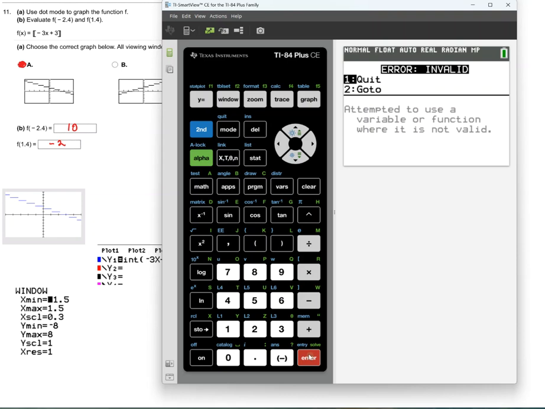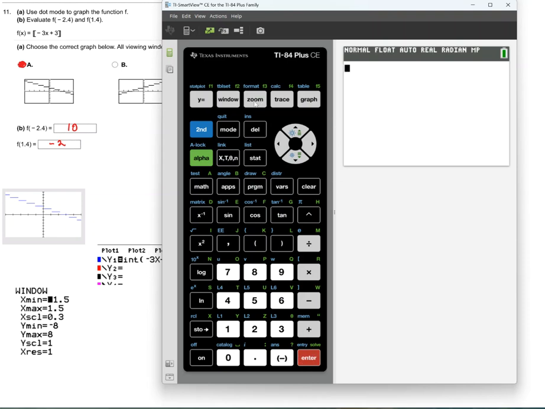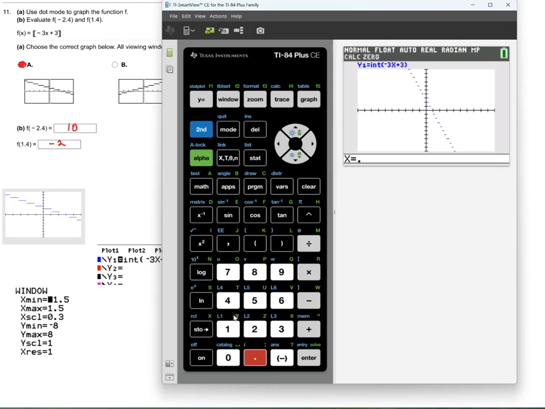And so if we're going to be evaluating, what we want to do is get back out of that and do a zoom 6. That's a bigger window, and now we should be able to do that. Let's do second calc, -2.4. Oops, clear that. -2.4, and enter. And we get 10. We can do it again for 1.4. Second calc value 1.4. And there you go. You get the -2.